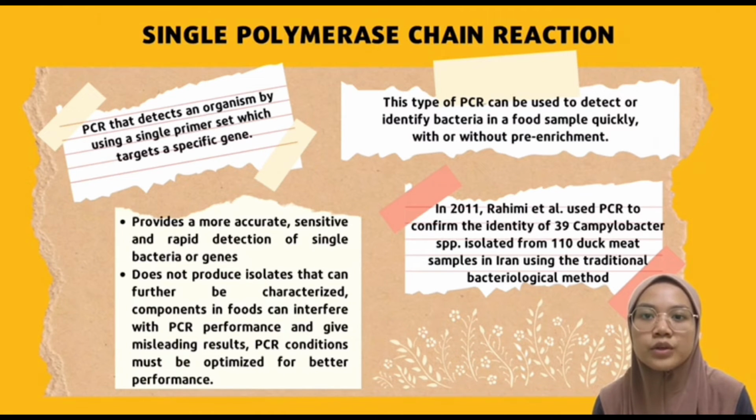PCR with universal or specific primers has recently been used to amplify the 16S rRNA genes of bacteria before sequencing to aid in the identification of unknown or novel bacterial species.